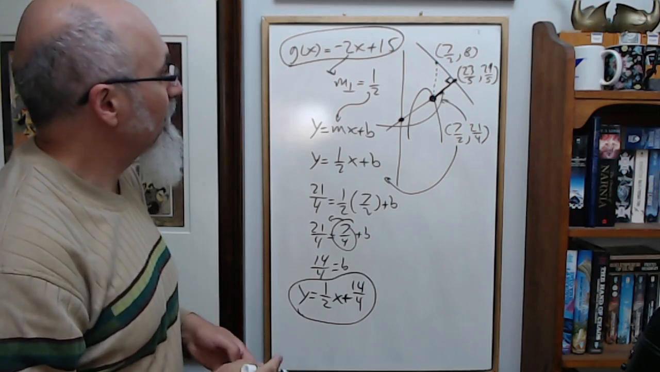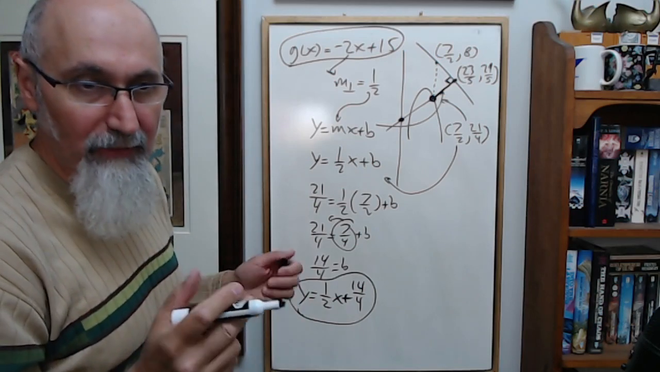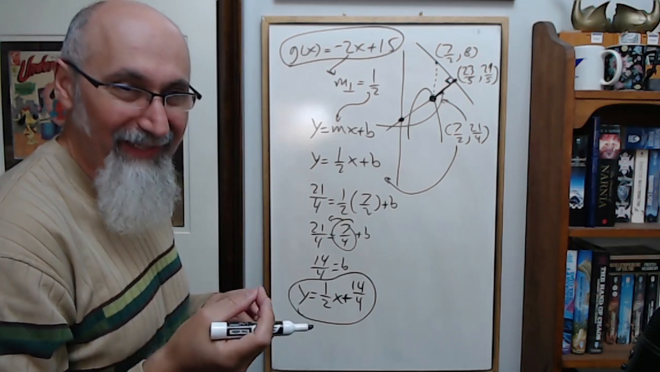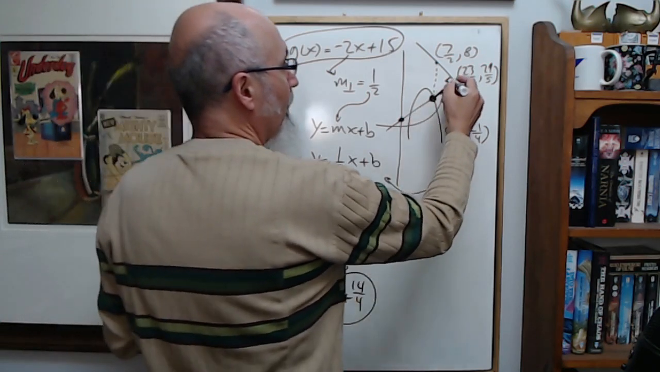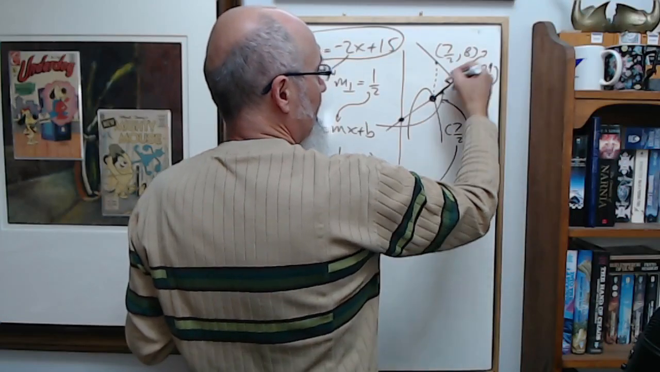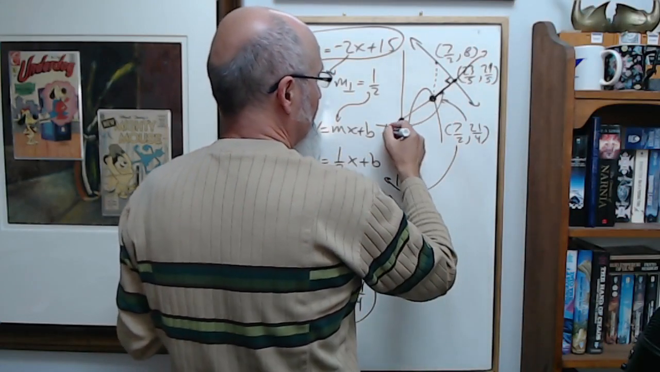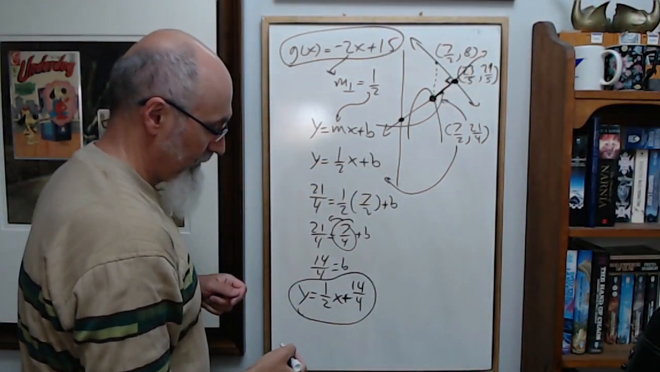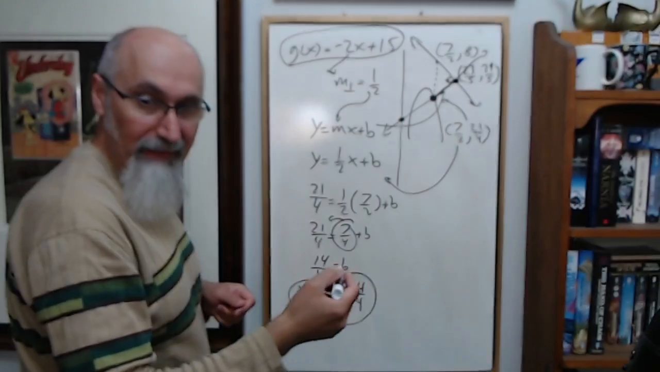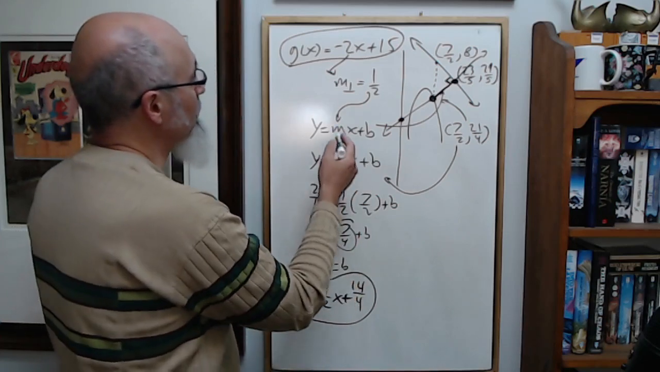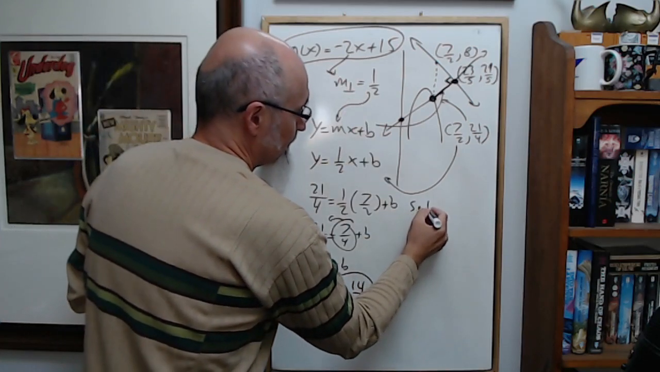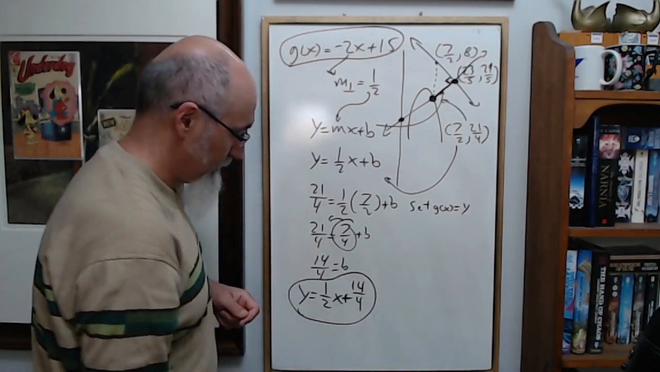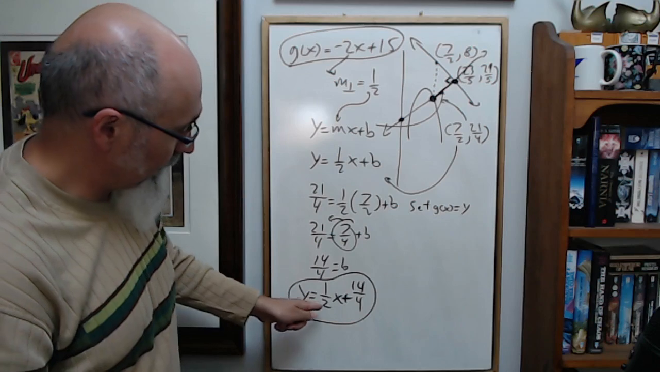So now all you need to do is find the intersection of this line and this line, right? And to find the intersection, you set them equal to each other. You want to find at what point exists on both this line and this line, which means you want to find the x and the y there. So you set g of x equal to y, that means you set that equal to this.